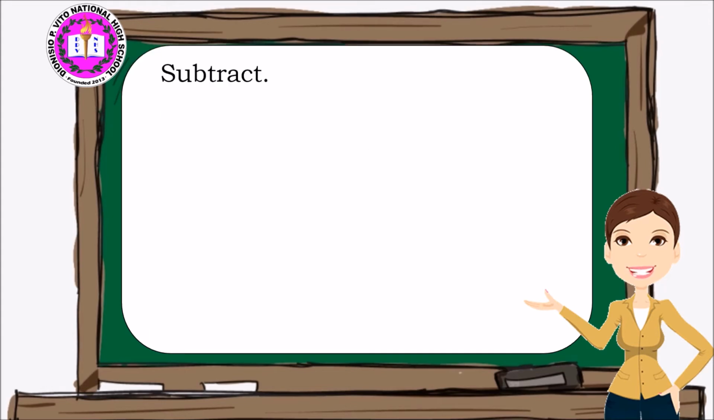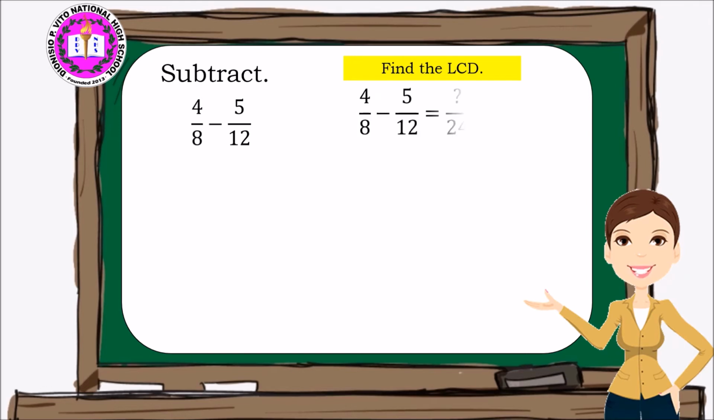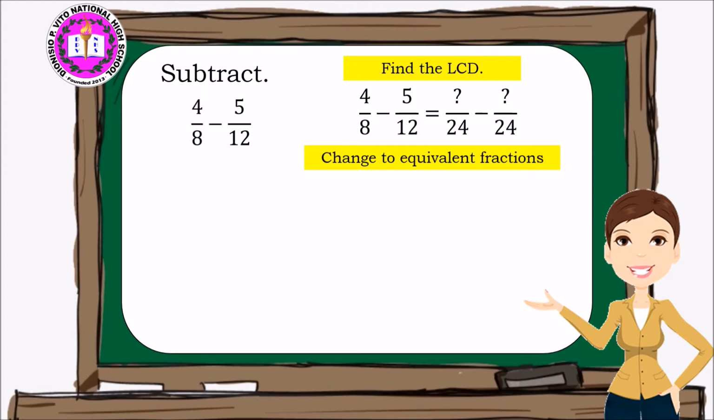Let's have another example. Subtract 4 over 8 minus 5 over 12. First, we need to find the LCD. 4 over 8 minus 5 over 12 is equal to, our LCD is equal to 24. So we're going to change to equivalent fractions. So we have 24 divided by 8 is equal to 3 times 4 is equal to 12 over 24 minus 24 divided by 12 is equal to 2 times 5 is equal to 10 over 24.